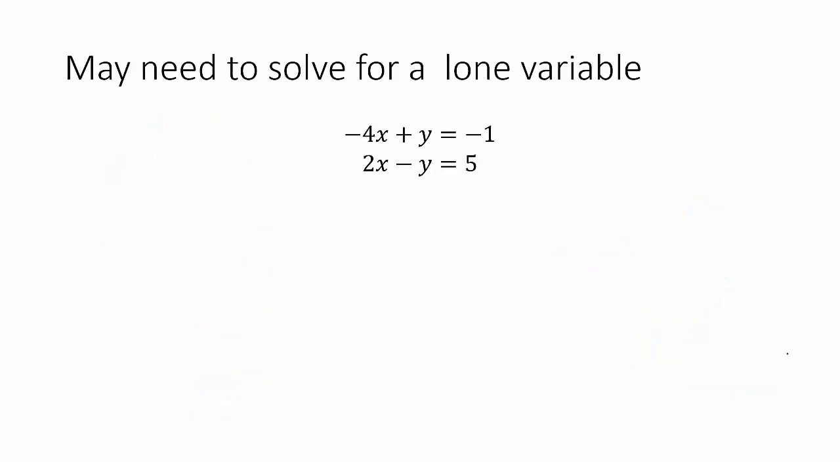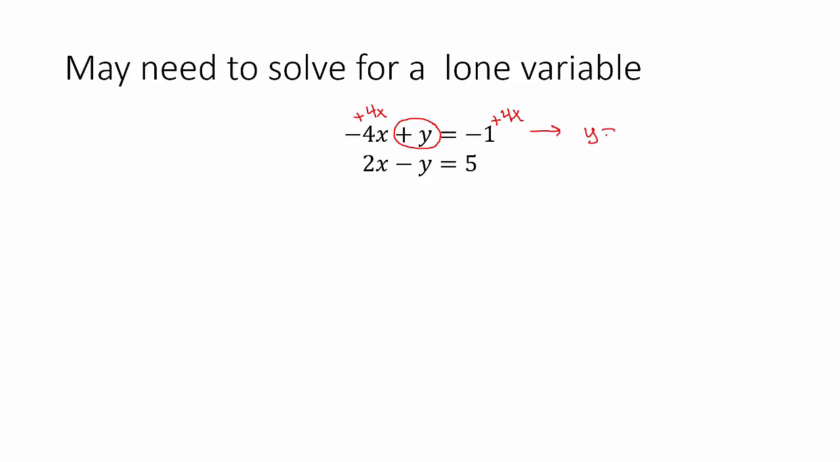Now, sometimes we're faced with a situation where we don't have an x equals or a y equals. In that case, we might need to solve for a lone variable, get one of the variables completely alone before we can do much with it. So in this case, I notice we've got this positive y here. If I could get that positive y alone, we'd be able to make a substitution. The negative y wouldn't be as nice because that's a negative. We want the regular positive 1y or a regular positive 1x alone. And we can get that in this first equation by adding 4x to both sides.